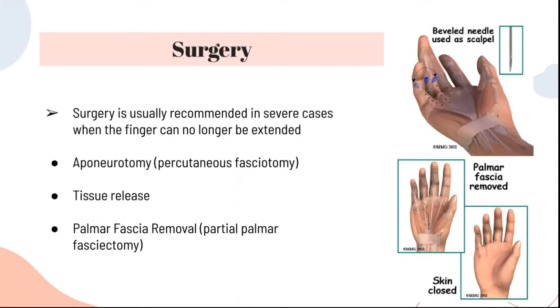Tissue release. This surgery releases the fibrous attachments between the palmar fascia and the tissues around it, thereby releasing the contracture. Palmar fascia removal, or partial palmar fasciotomy, is a surgery to cut out the fascia that lies deep under the skin, or remove part of the fascia or the whole tissue.